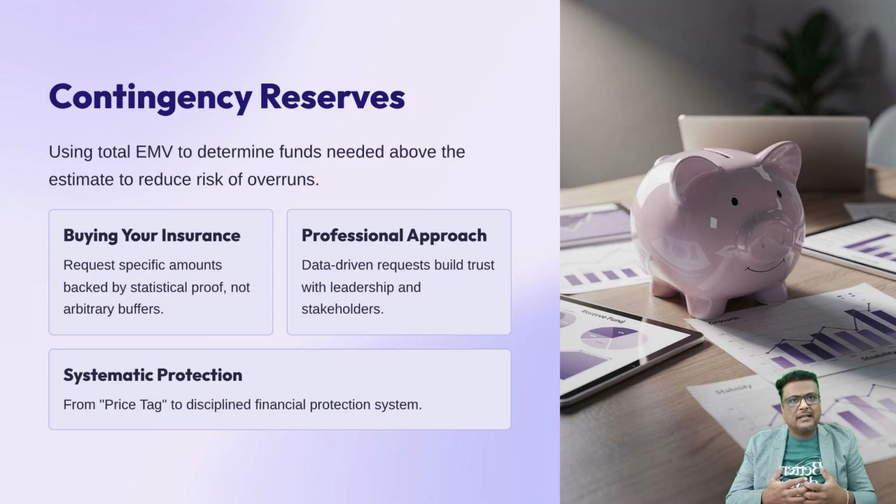You take that total EMV number we found and you say to the sponsor, based on our math, we need to put exactly $15,000 into a piggy bank just in case these risks happen. Stay with me here because this is the mark of a pro. You aren't just asking for a 10% buffer because that's what everyone does. You are asking for a specific amount backed by statistical proof.